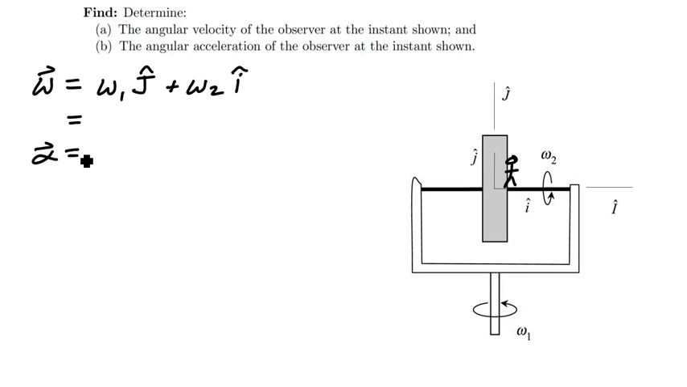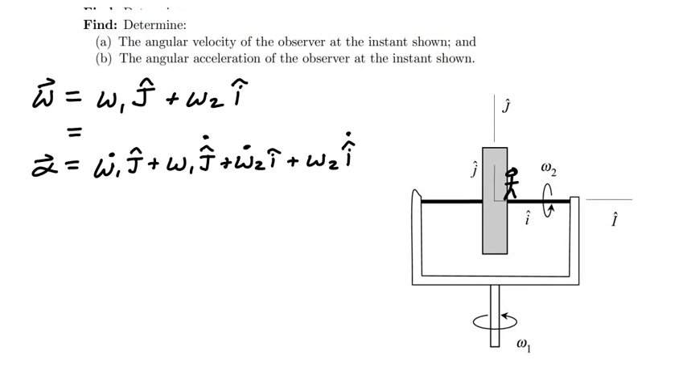So if we do that, taking the angular acceleration of this system, we're going to have omega 1 dot in the capital J, plus omega 1 in the capital J dot, plus omega 2 dot in the little i, plus omega 2 in the little i dot.